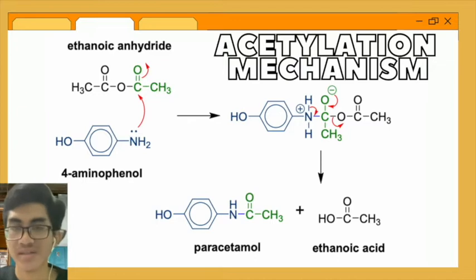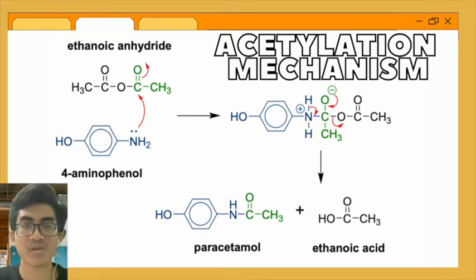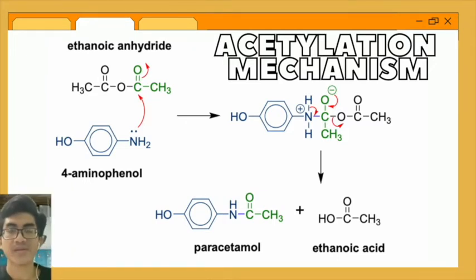This is the reaction mechanism, where the 4-aminophenol will react with the acetic anhydride molecule. The 4-aminophenol has an amine group which has a lone pair. So the nitrogen atom will do a nucleophilic attack on the carbonyl group on the acetic anhydride molecule. The nitrogen will attack the carbonyl group, which will form an intermediate molecule which has this carbon-nitrogen bond.